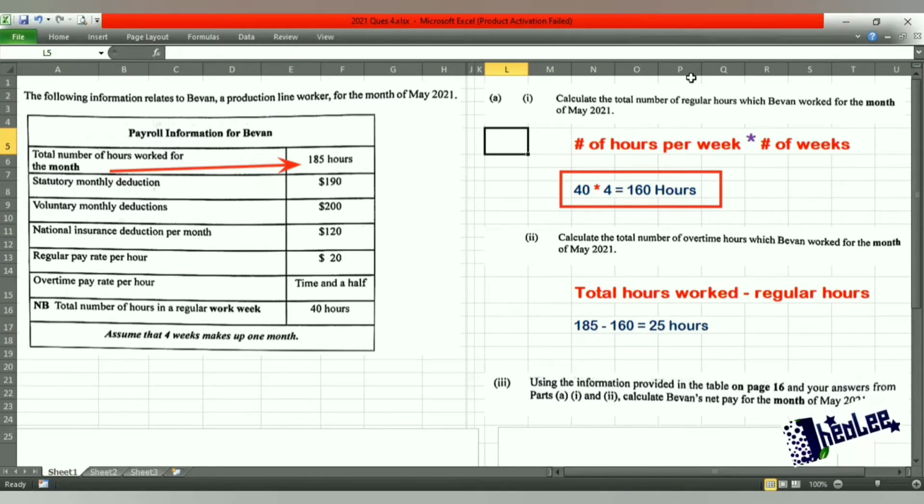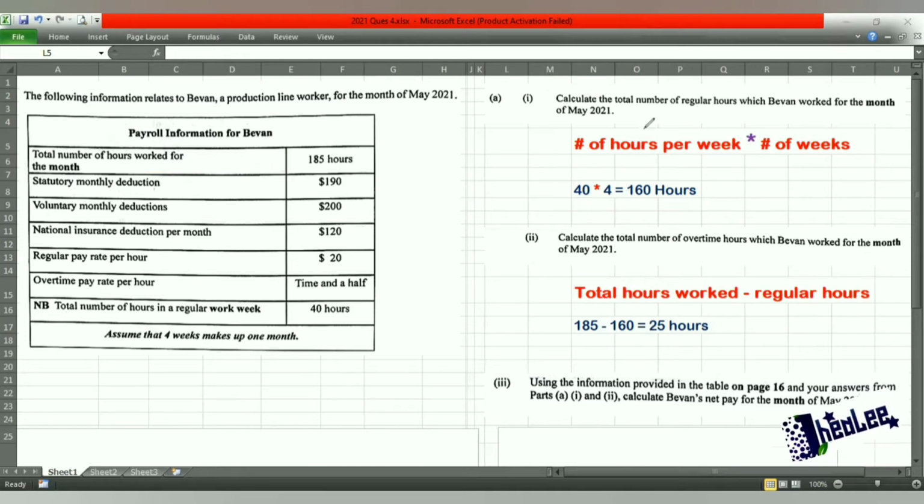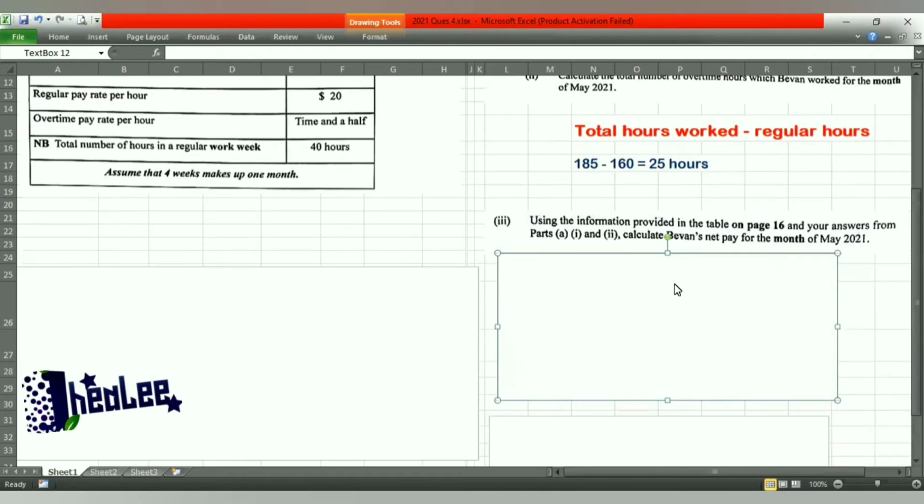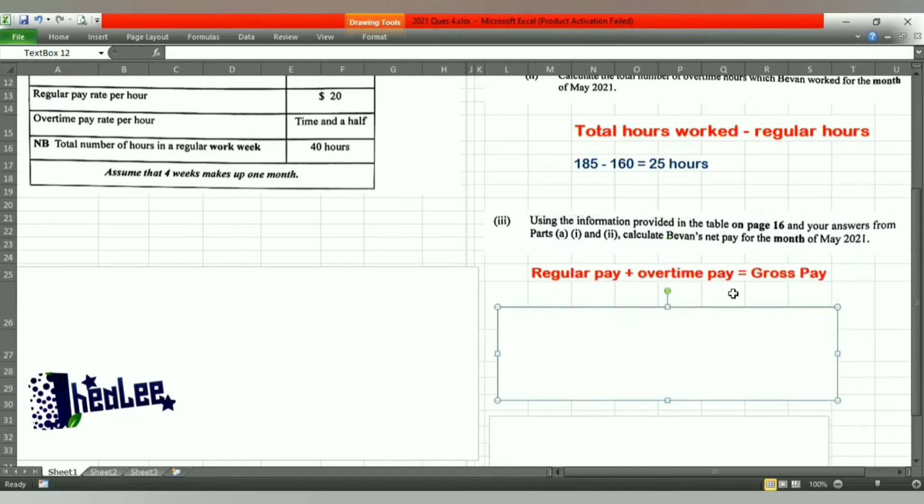We are now going to move into part 3 of the question, and part 3 reads, using the information provided in the table and your answers from parts 1 and 2, calculate Bevan's net pay for the month of May. So to get the net pay for the month, we have to ascertain the gross pay, and then we move into ascertaining the net pay. We're going to start by looking at the gross pay first, and the formula for that is regular pay plus the overtime pay, which gives you gross pay.